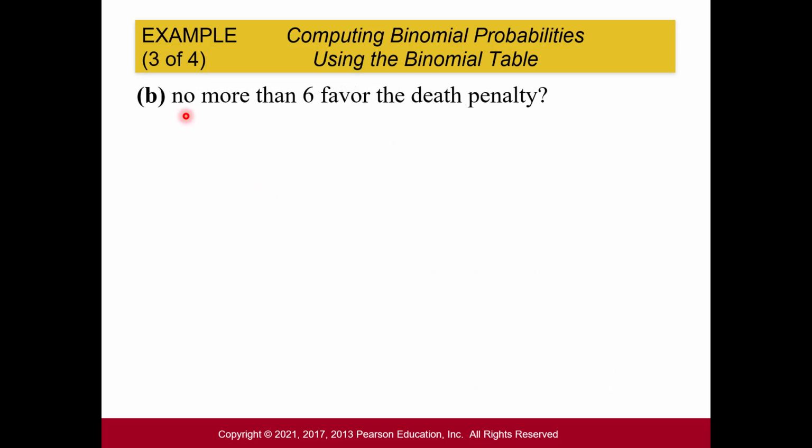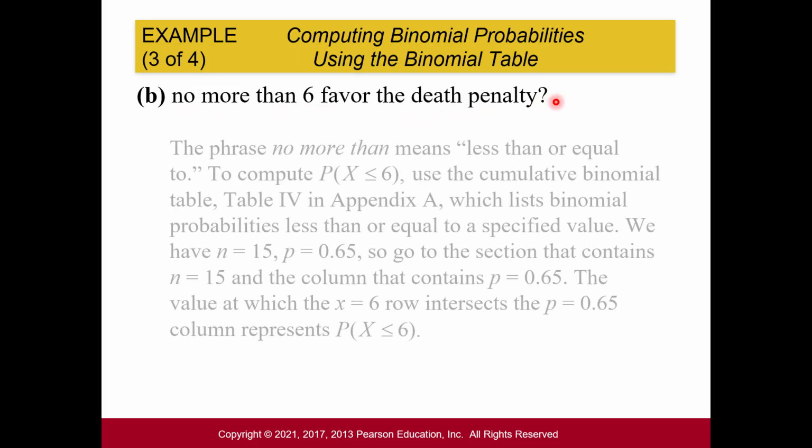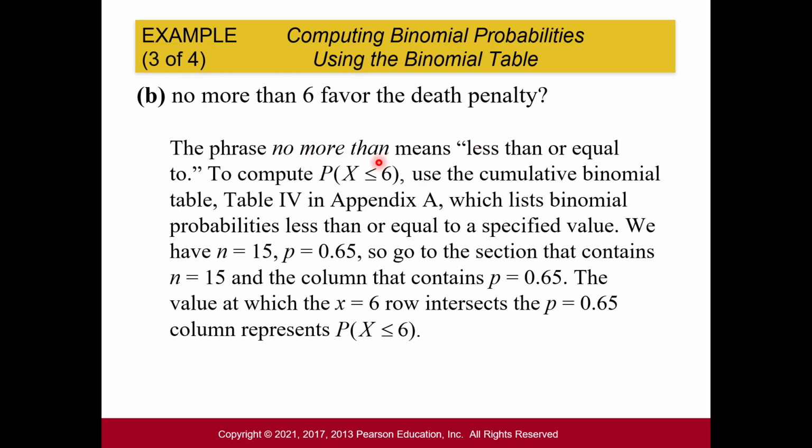Okay, so now let's compute the probability that no more than 6 favor the death penalty. No more than is the same as less than or equal to. Okay, no more than 6 means 6 or less. So to compute the probability that X is less than or equal to 6, we're going to use a cumulative binomial table. It's a different table. It's cumulative because we want all the probabilities that are 6 or less.